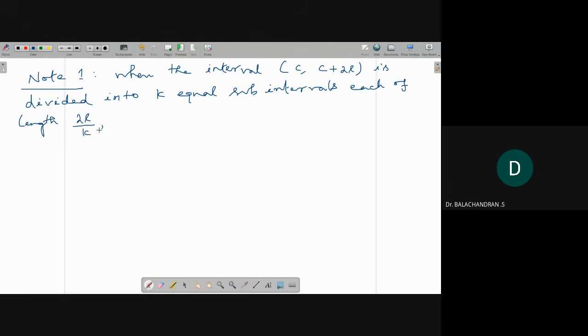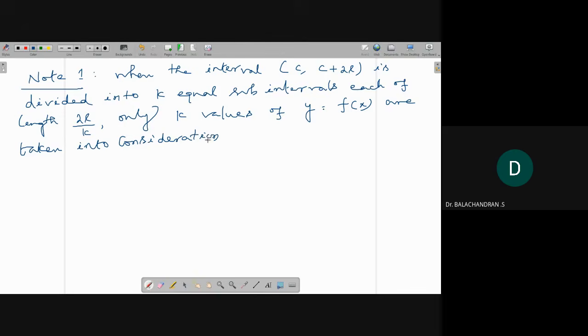Okay, only k values of y equal to f of x are taken into consideration for numerical computation of a naught, an and bn.